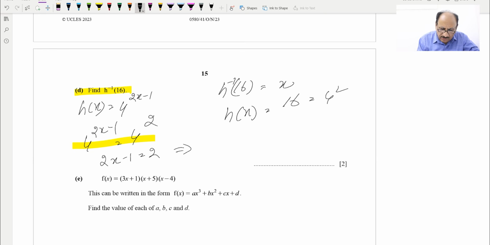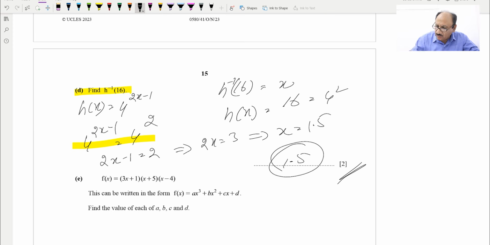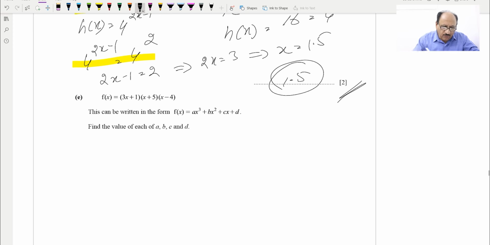So this implies 2x is equal to 3. So this implies x is equal to 3 by 2 or 1.5. So 1.5 will be the answer for 2 marks. Hopefully you understand this. Now for the E part, the E part says f of x is equal to this one.